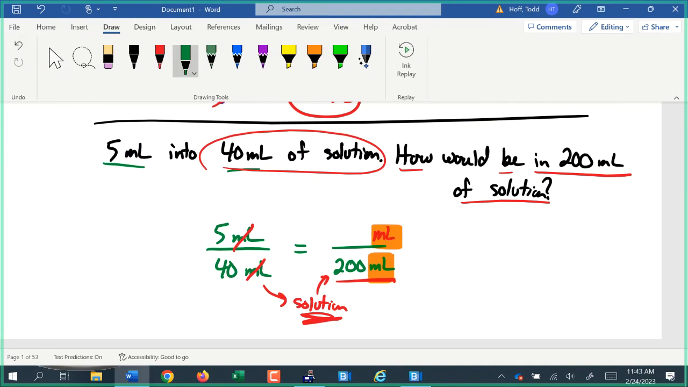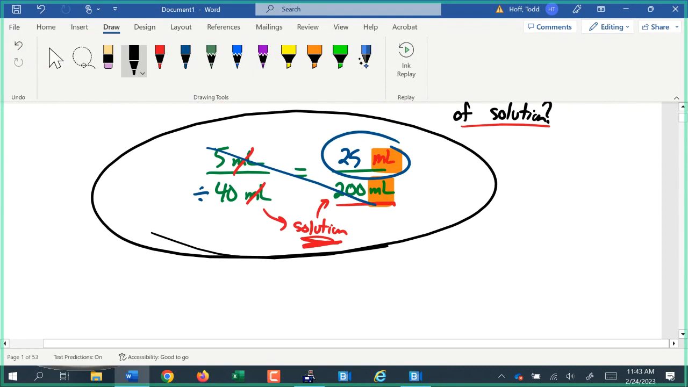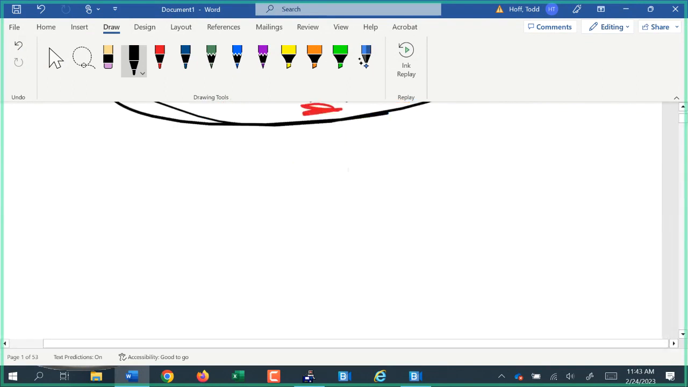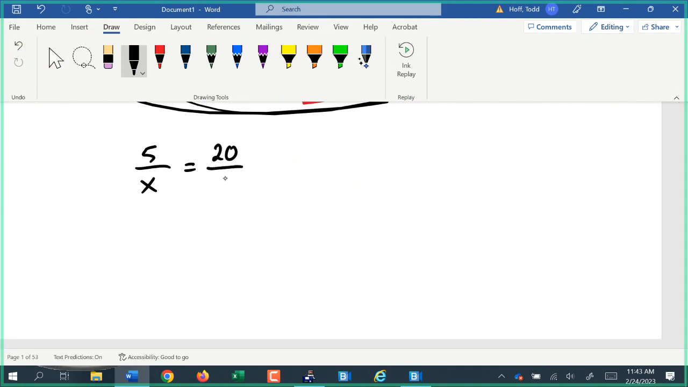And then we'll cross multiply and divide. 5 times 200 milliliters is 1,000 milliliters. Divided by 40 is 25 milliliters. So it would take 25 milliliters of that serum or medication in a 200 milliliter solution at that ratio. So this cross multiply and divide is the shortcut that we've learned. We also saw that there was a longer process behind that. It might have looked like this. Let's do 5 over x equals 20 over 32.